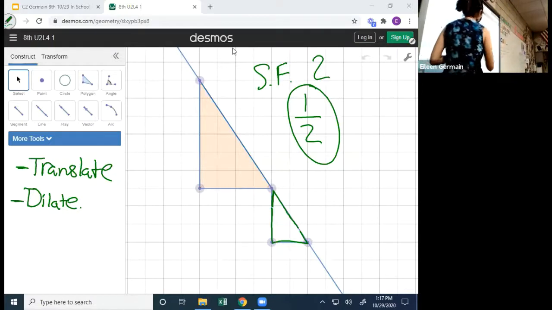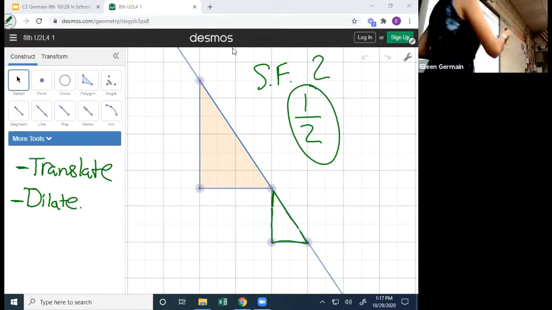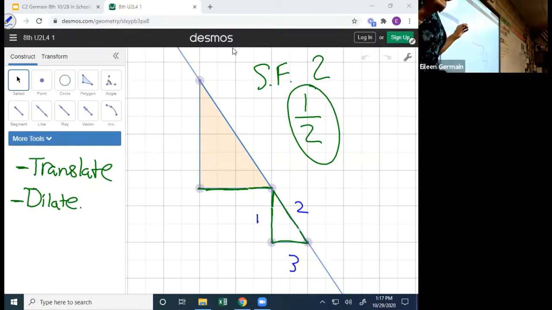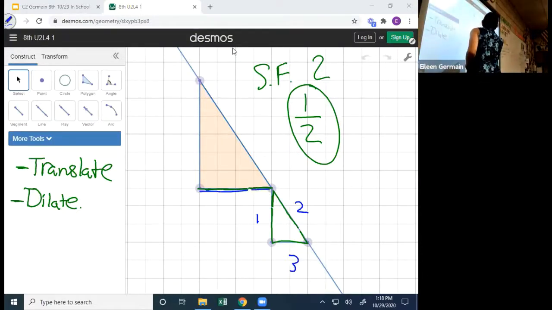So let's look at some of these side lengths. If I'm looking at this length right here on the orange triangle, which side on the new one, 1, 2, or 3, will correspond or match with it? 3. Who's that? Nice job. Why do you think it's going to be 3? Because they're the same shape, but just different sizes. But why did you say that they match up though? Because if you were to translate it, the sides would match up. Exactly, because they're the corresponding or matching sides.